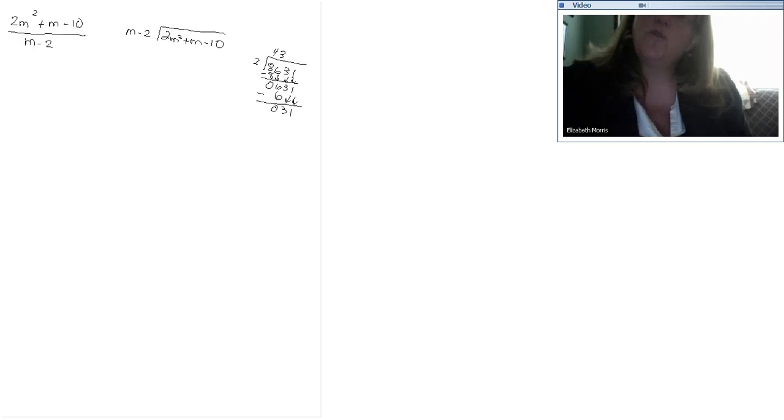2 goes into 3 once, which is 2. Then you subtract, which is 1, and bring the next one down. 2 goes into 11 5 times. 2 times 5 is 10, and you subtract, and you have a remainder of 1. And when you do the remainder, you always put this in the numerator and this in the denominator.